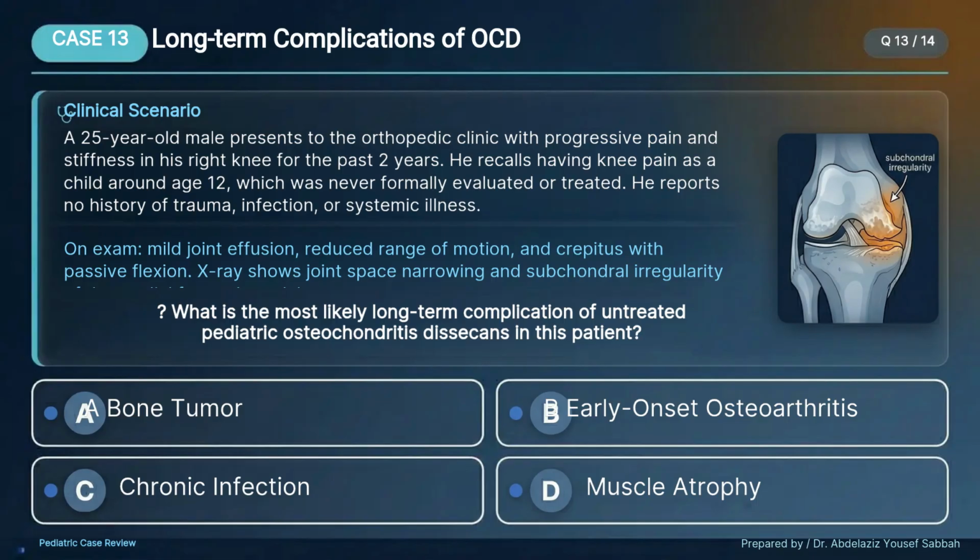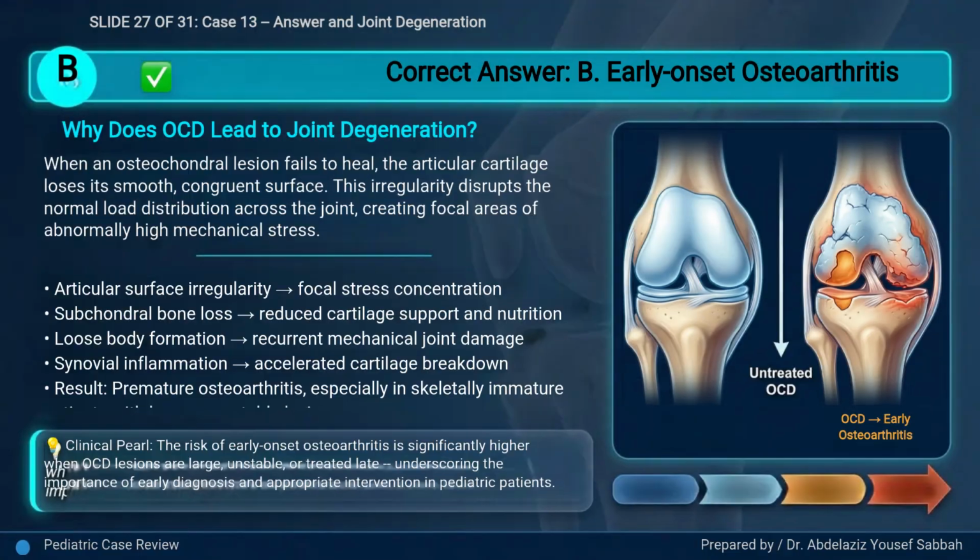What is the most likely long-term complication of untreated pediatric osteochondritis dissecans in this patient? Option A, bone tumor. Option B, early onset osteoarthritis. Option C, chronic infection. Option D, muscle atrophy. The correct answer is option B, early onset osteoarthritis. When an osteochondral lesion fails to heal, the articular cartilage loses its smooth, congruent surface. This irregularity disrupts the normal load distribution across the joint, creating focal areas of abnormally high mechanical stress.